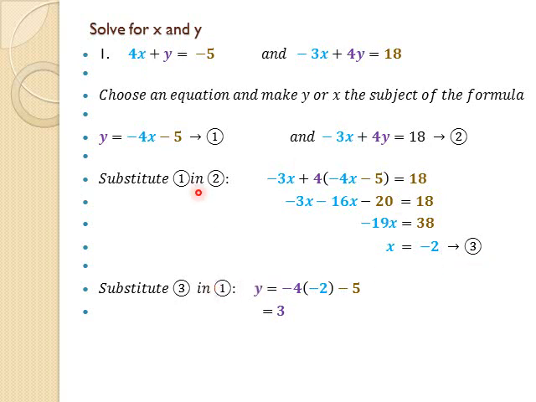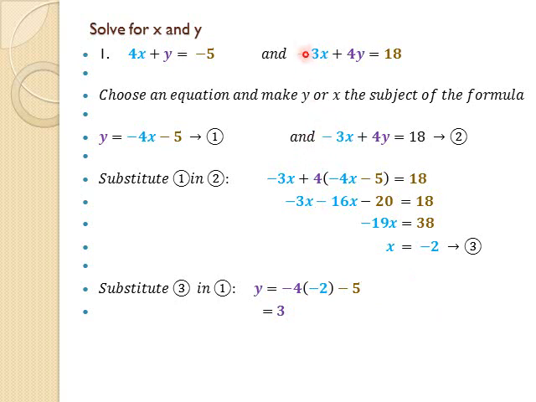So I substitute back in 1, or I can substitute in 2, it makes no difference. So I substitute in 1, now it becomes negative 4, my x value negative 2 minus 5. Minus 4 times negative 2 gives me positive 8. 8 minus 5 then gives me 3. So my solution here, x equal negative 2 and y equal 3.